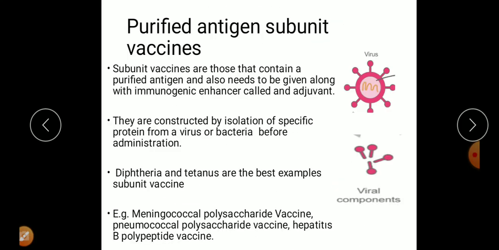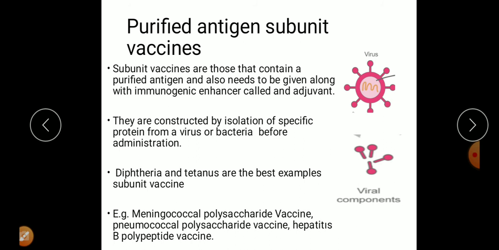Third is the purified antigen vaccines, where a part or component of the virus is inserted as a vaccine. Subunit vaccines contain a purified antigen and also need to be given along with immunogenic enhancers called adjuvants. They are constructed by isolation of a specific protein from a virus or bacteria before administration. Diphtheria and tetanus are the best examples.